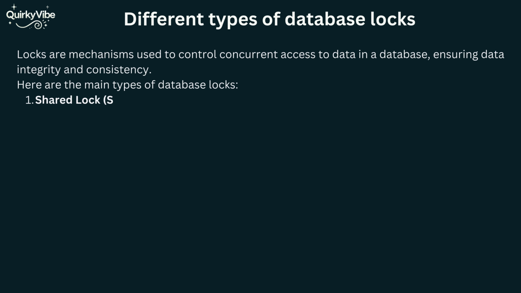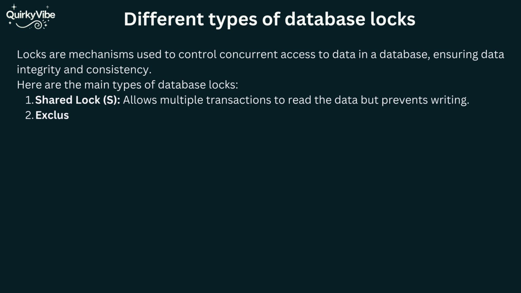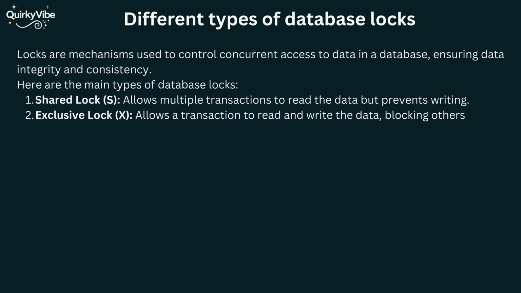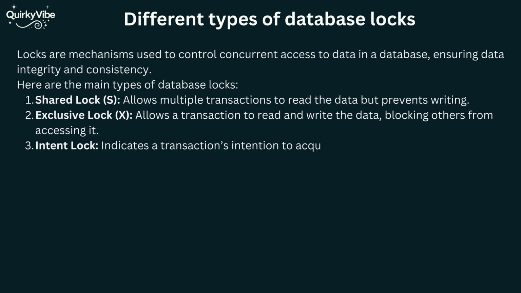Shared lock, S, allows multiple transactions to read the data but prevents writing. Exclusive lock, X, allows a transaction to read and write the data, blocking others from accessing it. Intent lock, indicates a transaction's intention to acquire a lock on lower-level data, like a row in a table.